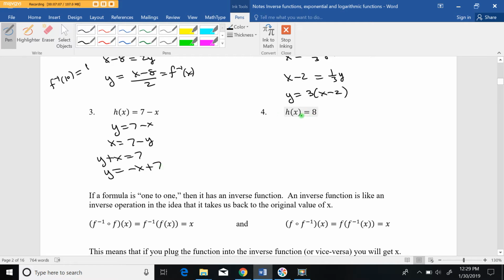Okay, this guy right here, h of x equals 8. Now that one's worth sketching here. That's a line, but it's constant at y equals 8. And this fails the horizontal line test miserably. So you put a horizontal line right on top of that, it touches in an infinite number of places. It's not 1-to-1, so we're not going to bother finding an inverse.